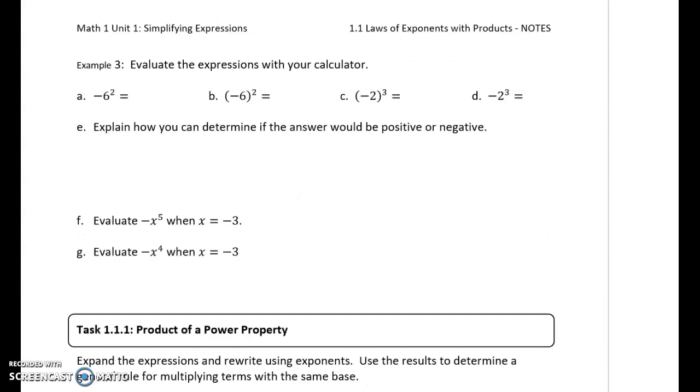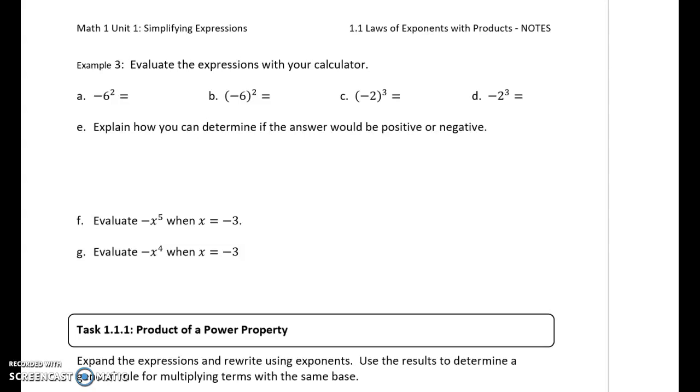All right, for this next part, we are going to evaluate expressions with the help of our calculator. It's very important when you are using a calculator to understand that there is a difference whether you use parentheses or not. In part B, we have parentheses around the negative 6, and in part A, there are no parentheses. So when you enter this in your calculator, if there are parentheses, make sure you use the parentheses. Let's start off with part B.